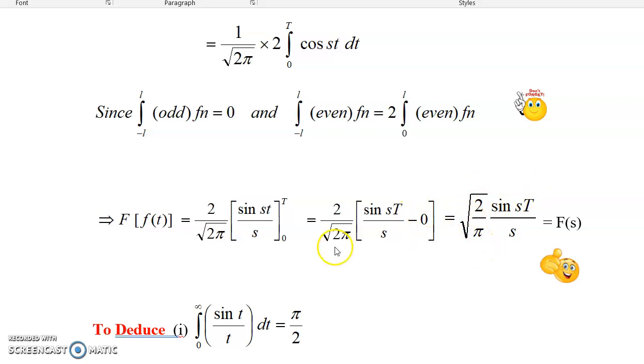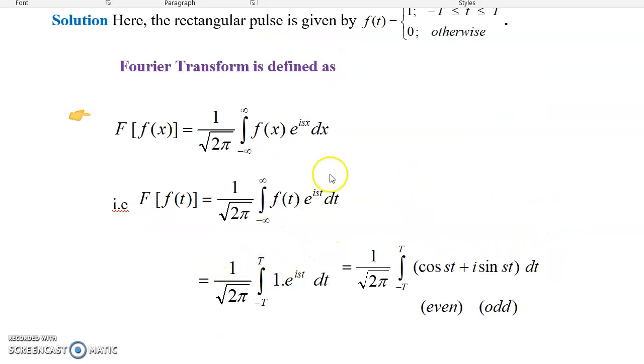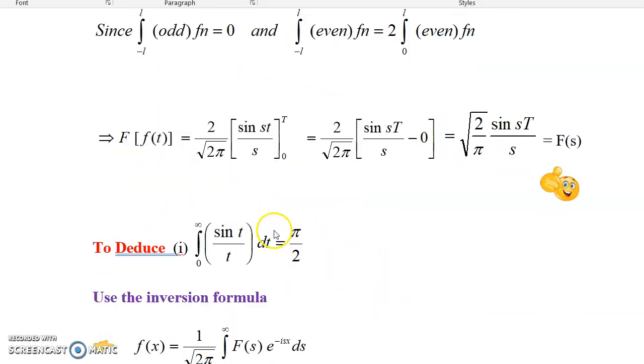So it is root of 2 by pi, because this root 2 and 2, this 2 can be written as root 2 into root 2. So one root 2 can be cancelled. Root of 2 by pi sin sT by s. So this is the final answer of the Fourier transform, which can be written as capital F of s. So if you observe, when you take the Fourier transform of your function of t, the final answer you will get is in terms of s, capital F of s. So this is a Fourier transform.